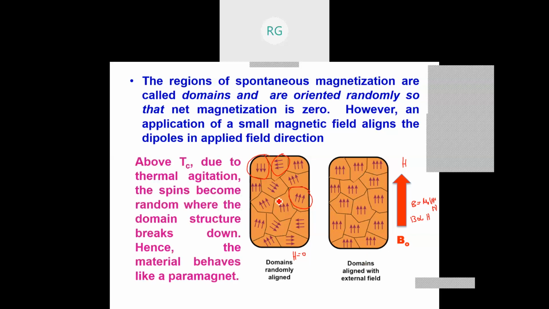This will happen only below Tc. If you go to a temperature more than Tc, thermal agitation makes the magnetic dipoles random, and therefore it will lose its ferromagnetic property and behave as a paramagnetic material.